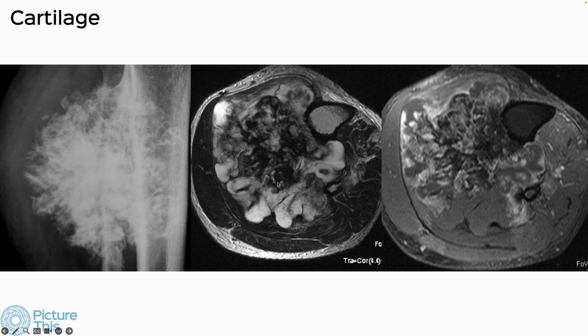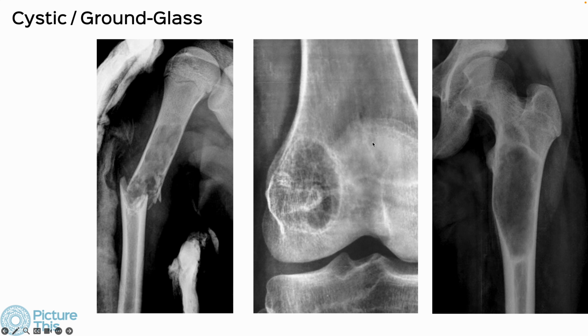Here is the rings and arcs appearance on MR. You see this lobulated T2 bright appearance with septae. This is classic cartilage on MR. And when we give contrast, we see this peripheral enhancement, the nodular puddling here, and then these non-enhancing areas represent myxoid change. And this is classic chondrosarcoma.